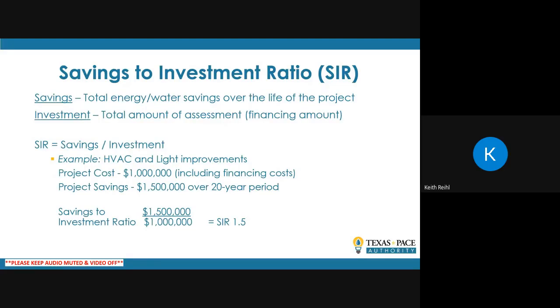The savings to investment ratio, you'll hear SIR a lot.